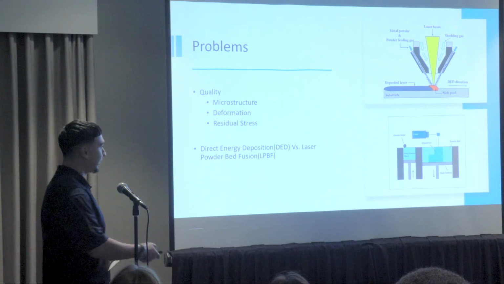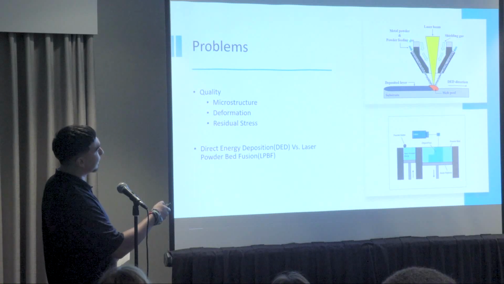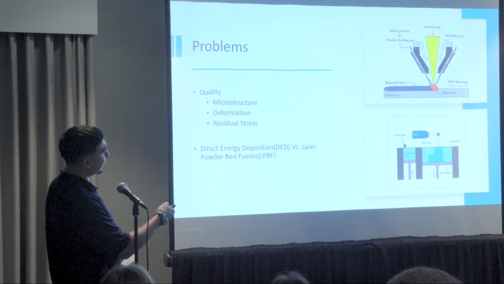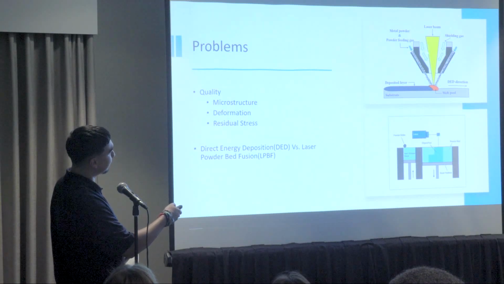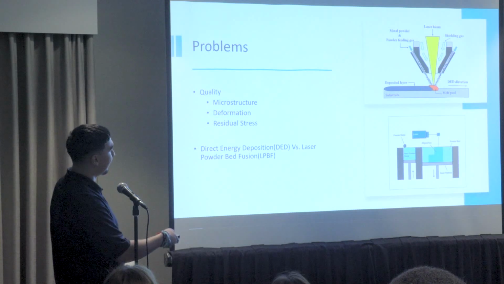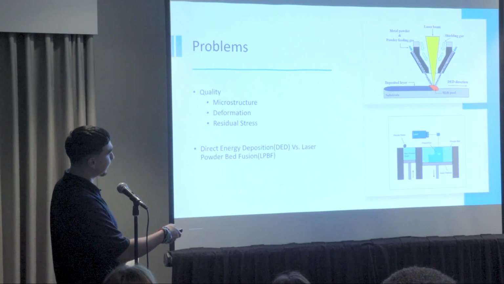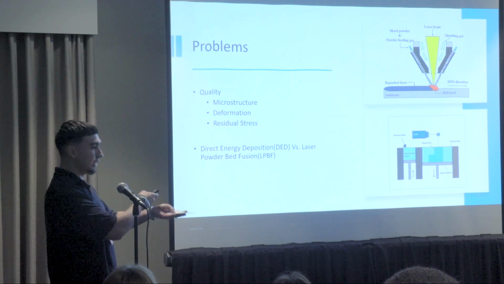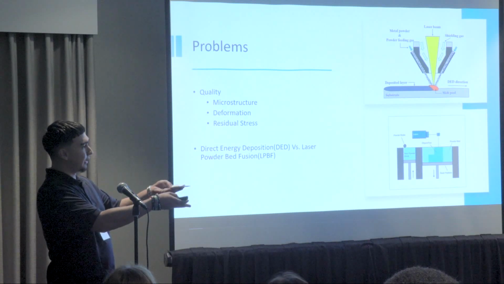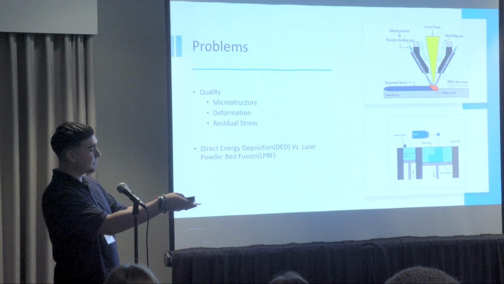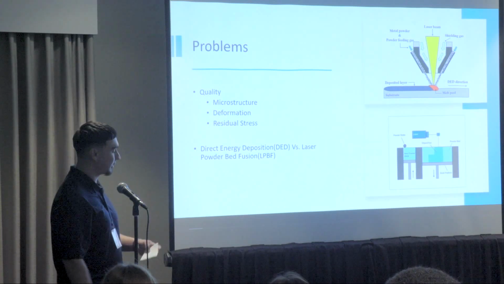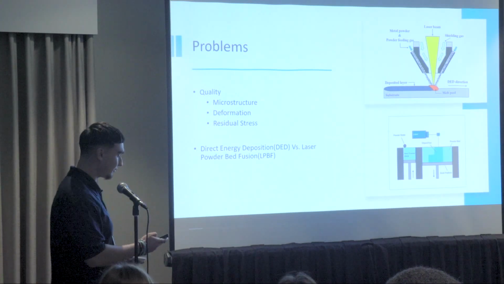On the top right here, this is directed energy deposition. It's shooting out metal powder, and there's a laser beam hitting the powder, and it creates a layer. At the bottom, we have laser powder bed fusion. It rolls over a layer of powder, shoots the laser down, the platform moves down, rolls over another layer of powder, shoots a laser, and the process is repeated over and over again.